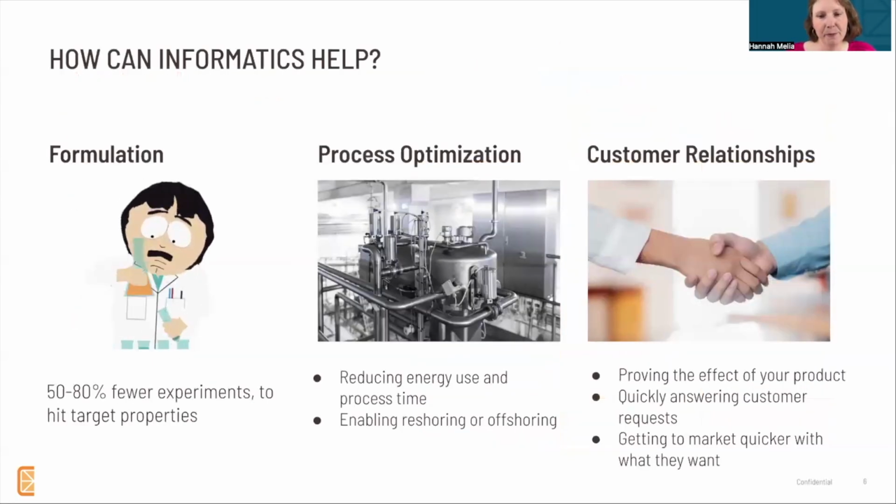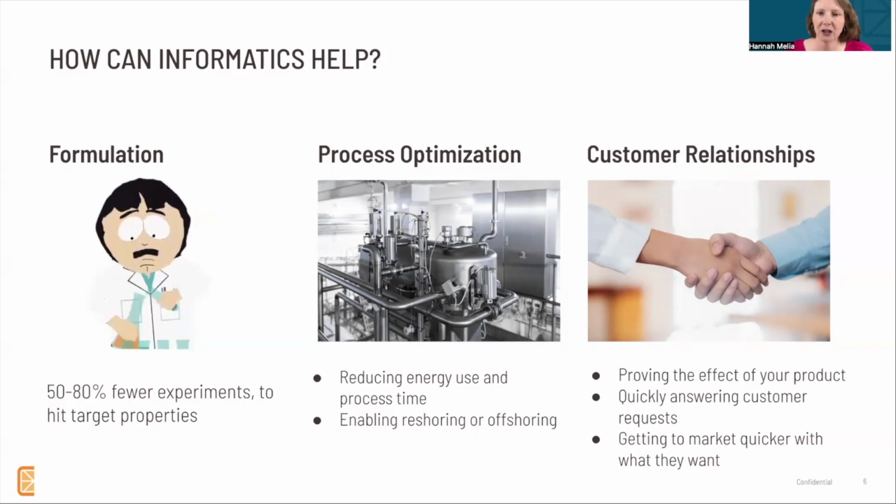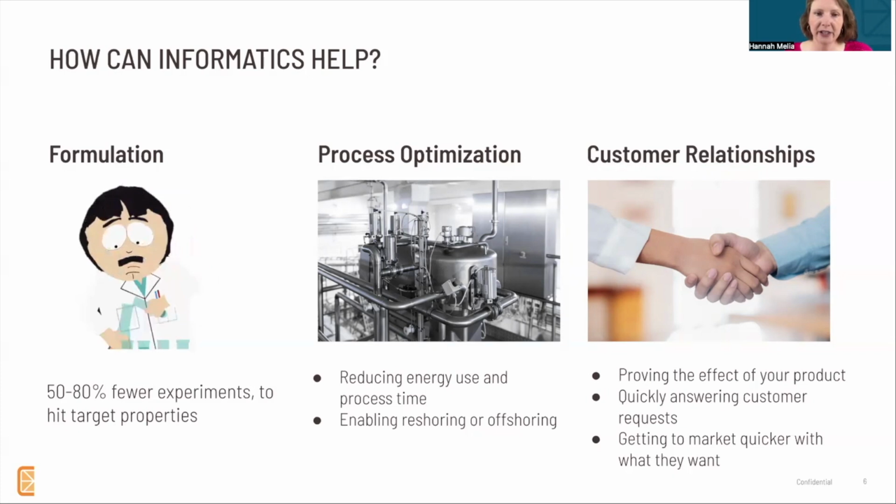So how can informatics help? First and foremost, it can look at the formulation that you're using and help you to meet property targets with 50 to 80% fewer experiments. So that gives you agility. It gives you the ability to change things quickly. It also helps you to optimize processes simultaneously. So you can look at reducing energy use, reducing carbon footprint, etc. It can also be used to figure out how to produce something in another country with raw materials from that country. And lastly, it really helps in customer relationships.